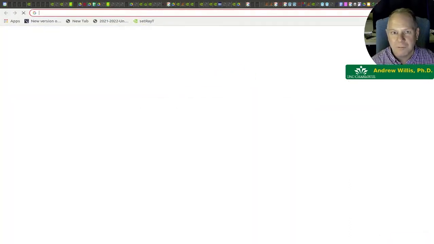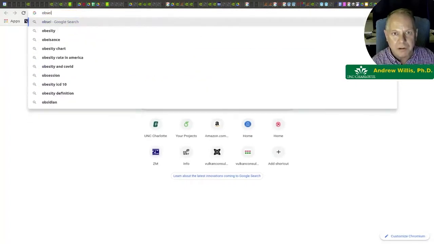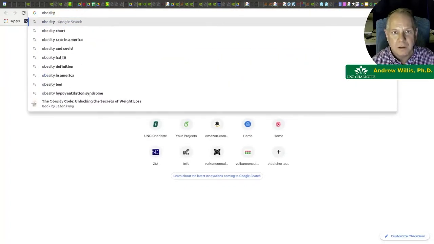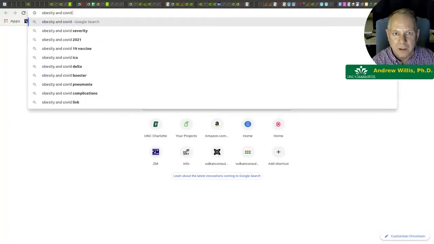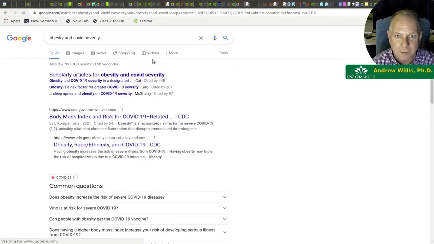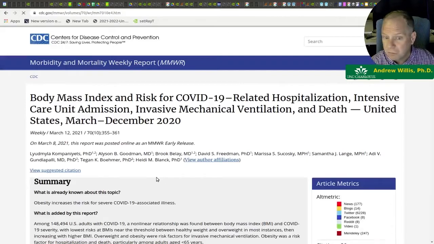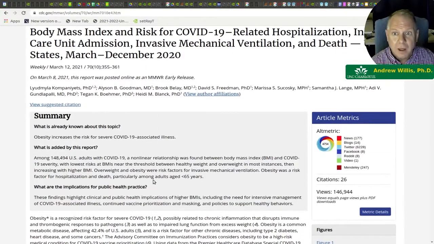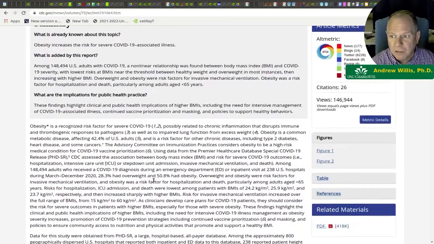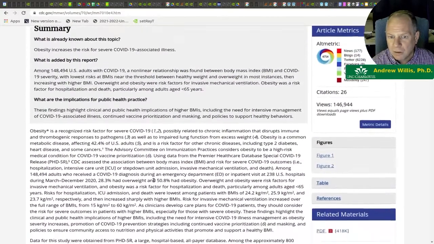And I could pull something up. I mean, obesity and COVID severity, it looks like it comes up right away. It's probably a lot of work on this. So this looks like this has been cited 64 times since 2021. Probably incredibly important. It's something distributed by the CDC. And so here we have it. This is the actual article.